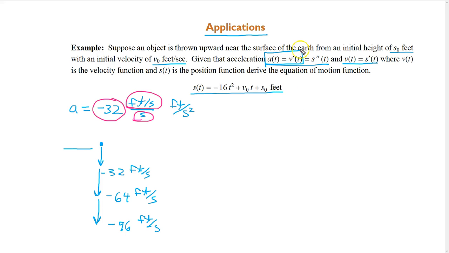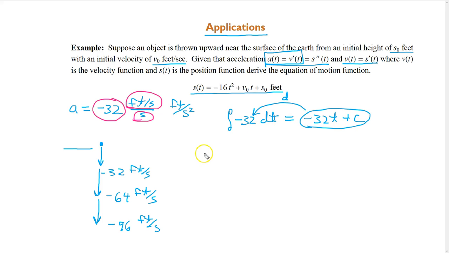That means to find the original velocity function, we want to anti-differentiate the acceleration. If we evaluate this, of course that's equal to negative 32t plus some arbitrary constant c. Notice if we differentiate this, we get negative 32. So this is our velocity. Our velocity is one of these. We don't know what the constant is yet, but we'll figure it out.